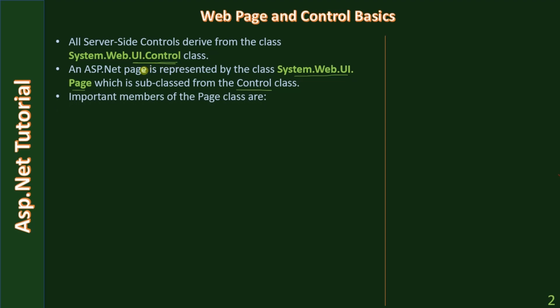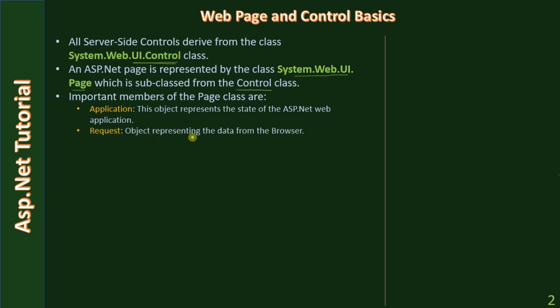Important members of the page class are application. This object represents the state of the ASP.NET web application. Right, for the entire application, the property holds the application related information.